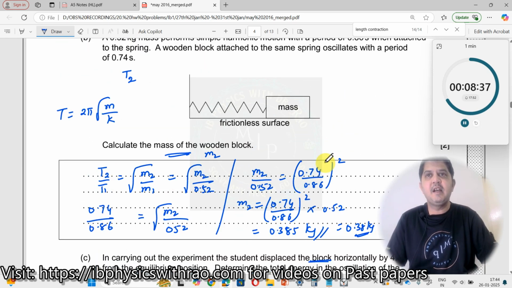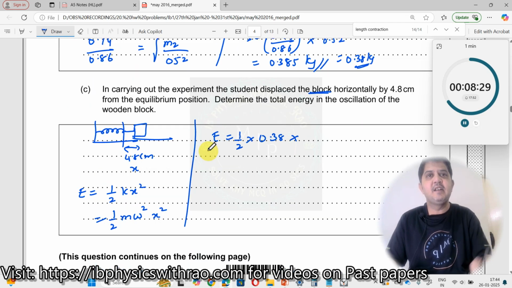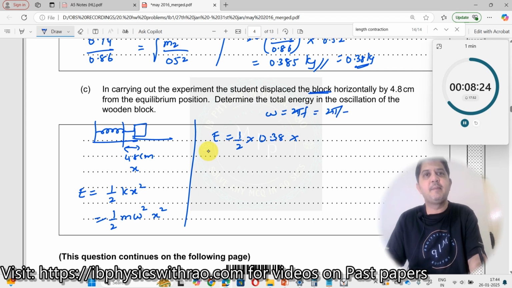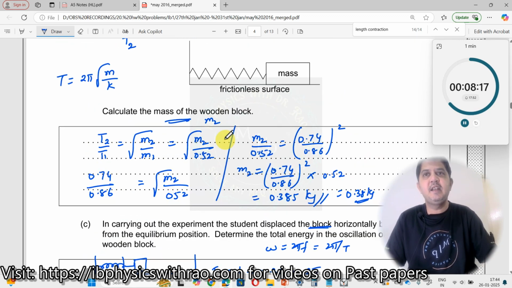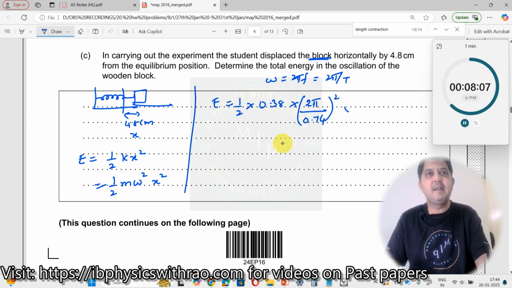Omega, what's the value of omega? Is the value of omega given to us? Which omega? There are two T's here, right? So we have to calculate this omega here. Omega is not given. Omega is nothing but 2π by T, and this T we need to correspond to the block over here, which should be 2π divided by, what's the value of T? T is already given, 0.74. So let us write down that 0.74, the whole square. Okay, omega square I have, multiplied by x square. X is 4.8 into 10 to the power of minus 2, the whole square.